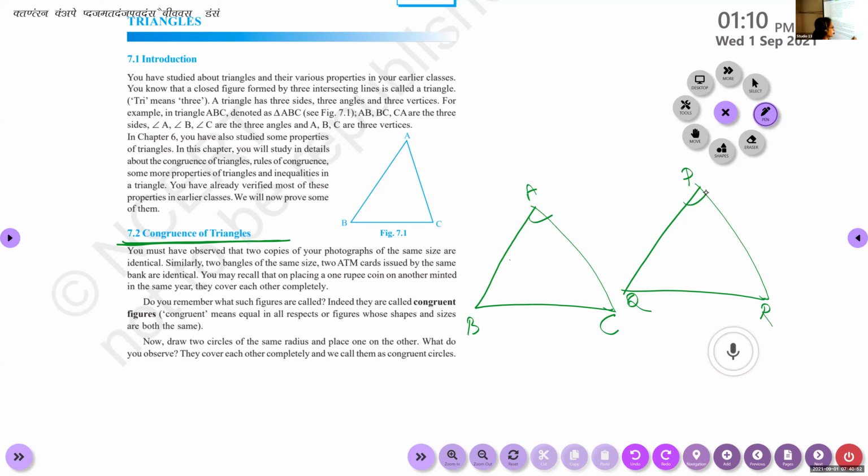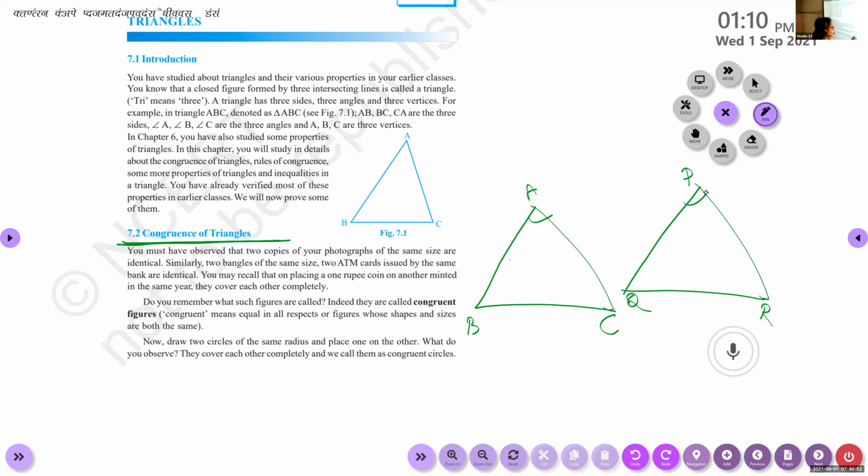measures of angles are equal. Here A, B, C, this is P, Q, R. So angle A must be equal to angle P, angle B equal to angle Q, and angle C equal to angle R. All the corresponding angles are equal. Also we have AB equal to PQ, BC equal to QR, and CA equal to RP. So if all the measurements of the given figures are equal, then such figures are known as congruent figures. Here we are dealing with triangles, so congruent triangles. Okay.